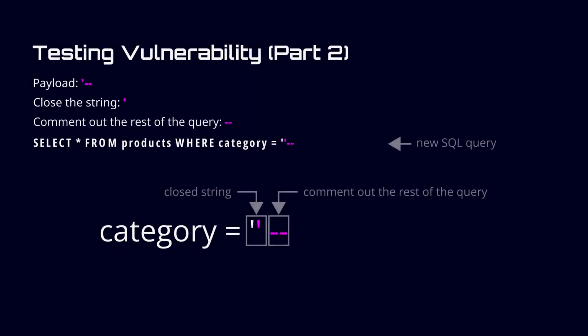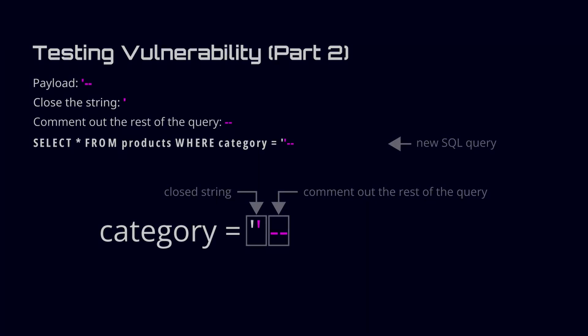This is a clear sign of a SQL injection vulnerability. To confirm, let's use a simple payload. We close the string with a single quote, then add 2 dashes to comment out the rest of the query. The new query would look like this. Select star from products where category equals quote, quote, dash, dash.